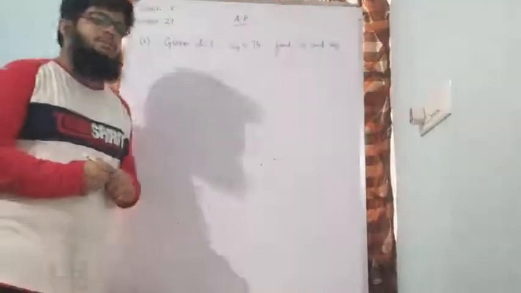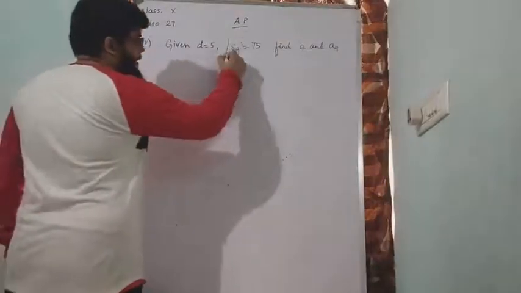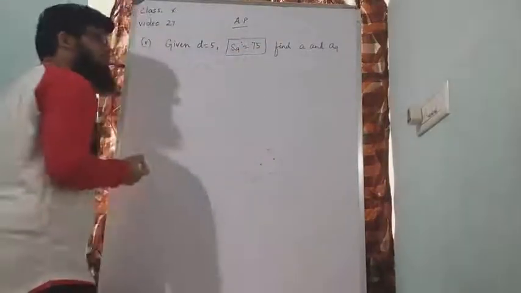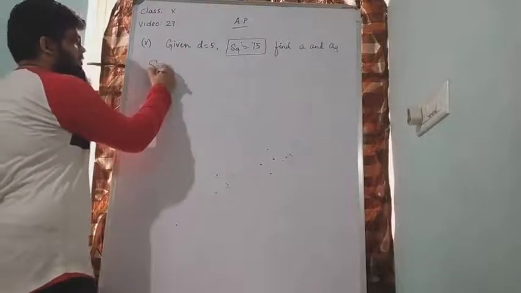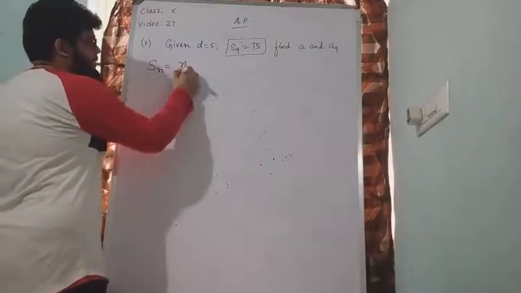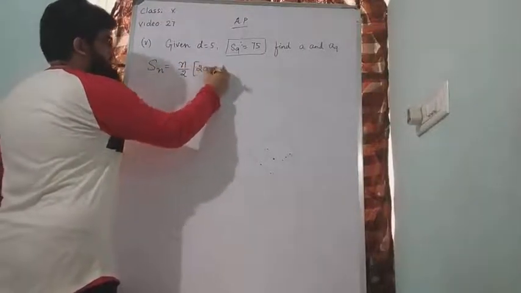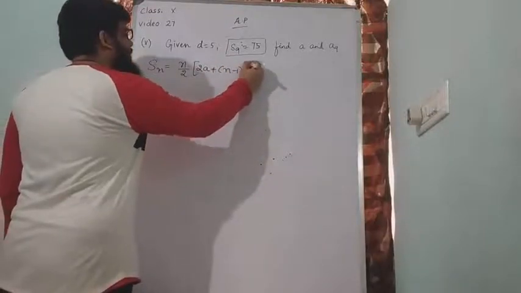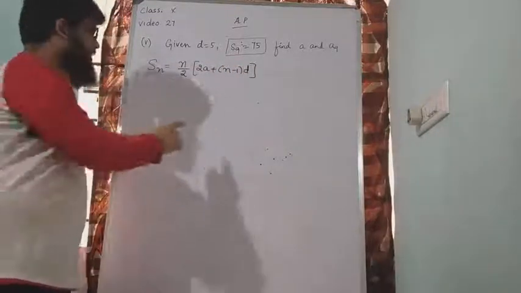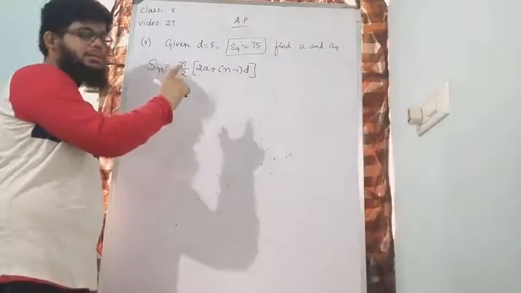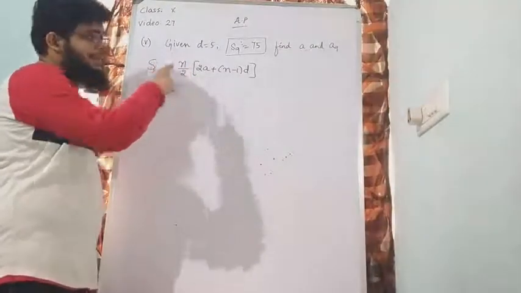Now to do this, because I have one proper value available of S9, I'll make use of the Sn formula, and Sn is equal to n by 2 into 2a plus n minus 1 into D. I can't make use of the a plus an formula because I don't have an value anywhere given.